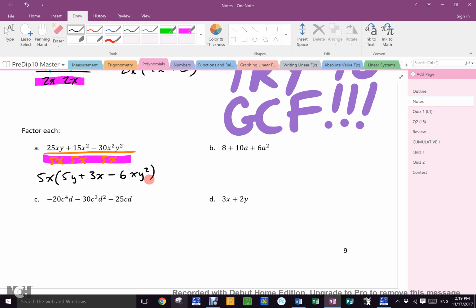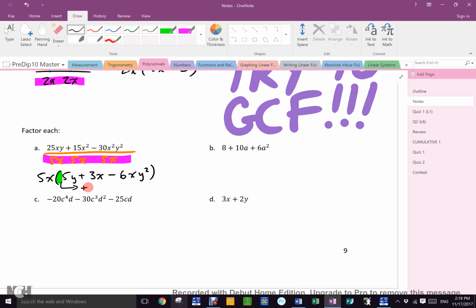Now, guys, this is one of those things that I always forget to mention before we start. We call this greatest common factor, don't we? But there is one exception to that rule. We don't like negatives in here. We want that to be positive. So look at C. We'll skip over B for now.